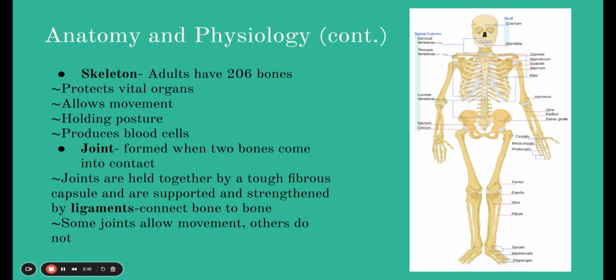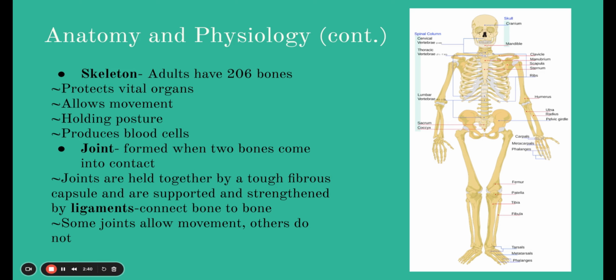The skeleton has about 206 bones. A major function of that is to protect your vital organs. Like I said, it allows movement by connecting to the muscle. The muscle moves the bone. It holds your posture, gives you that bipedal posture that we all know and love. And then in the bone marrow of your bones, in the skeleton, you actually produce blood cells. So that's where all of that production happens.